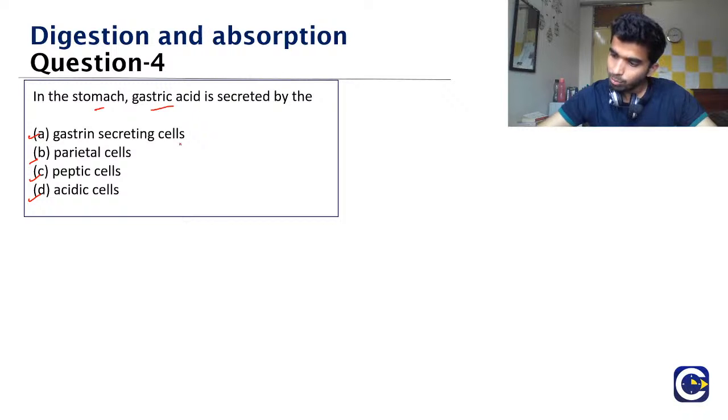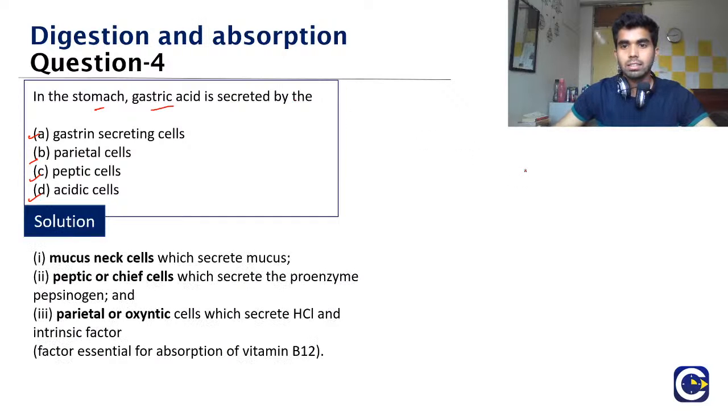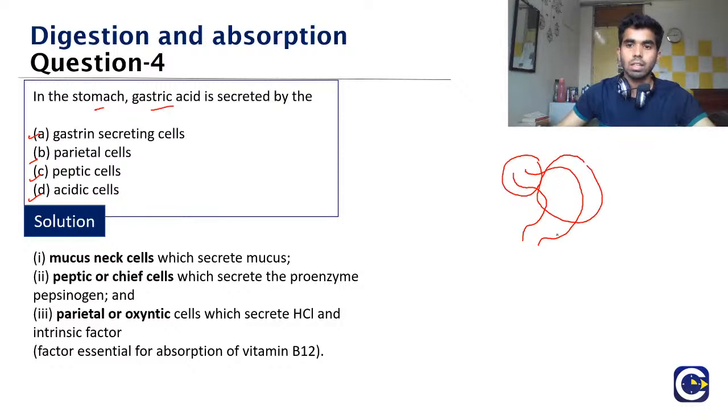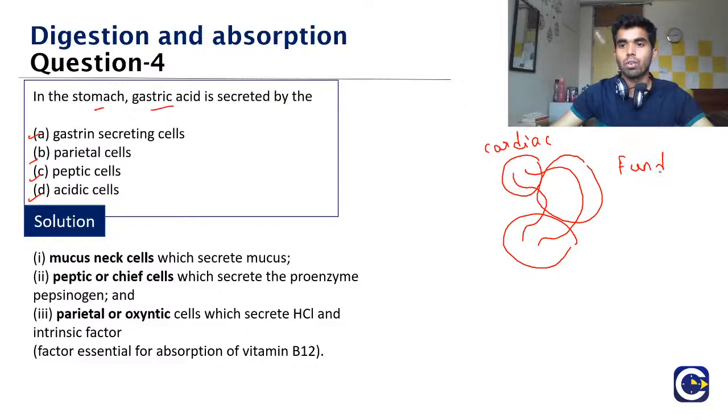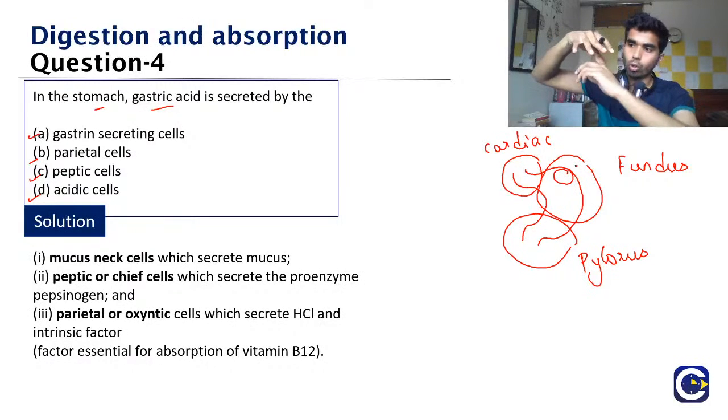Yes, correct. Lake Priya is first to answer. All of you are absolutely correct. So this is the structure of the stomach. This is the cardiac portion, this is the fundus portion, and this here is the pylorus. Most of the gastric glands are present here in the fundus. The gastric glands open on the top like a shower.